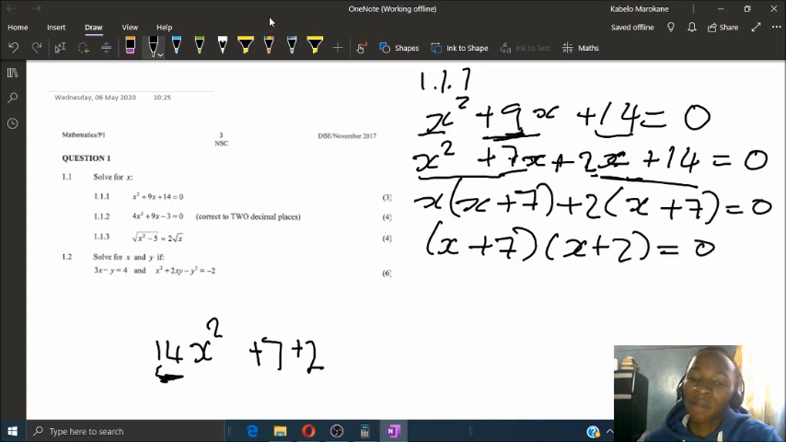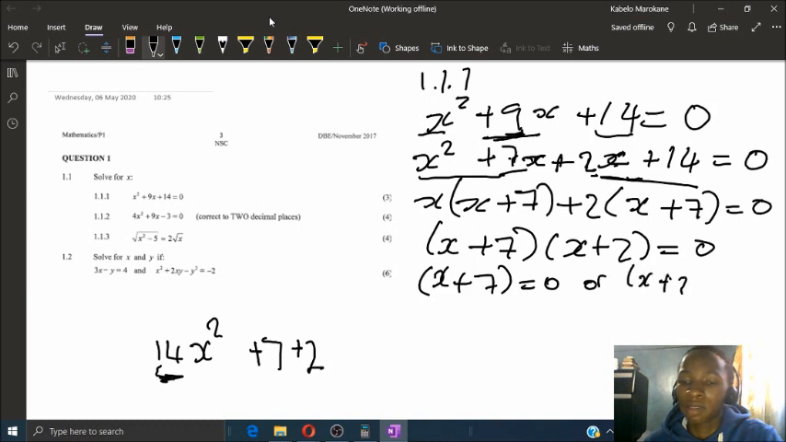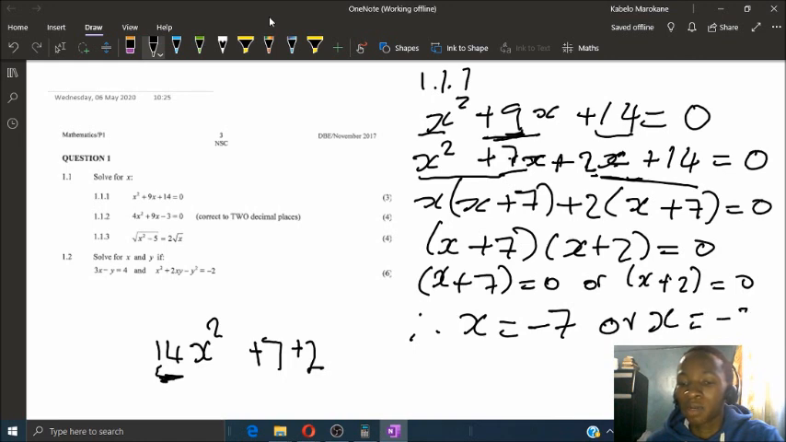So the first bracket is equal to 0, or the second bracket is equal to 0. So in that case, x plus 7 equals 0, or x plus 2 is equal to 0. Therefore x is equal to minus 7, or x is equal to minus 2.